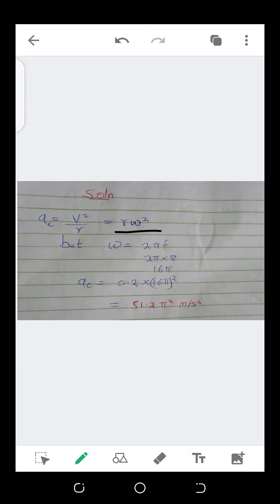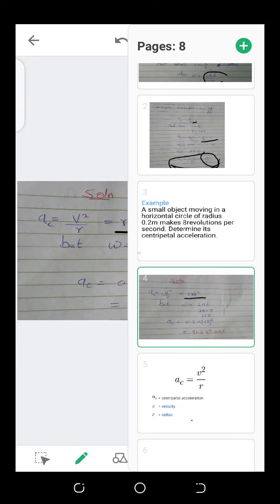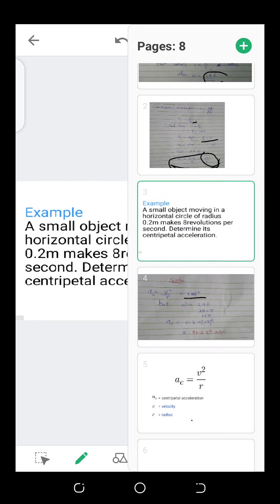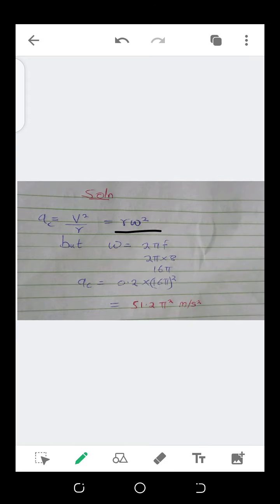So what I'll do first in my solution, in my example, my problem here, is find omega by using the formula 2 pi f. Because I also said that our frequency is 8, you multiply 2 pi by the frequency, which is 8, and I'll get omega. So omega will be 16 pi.